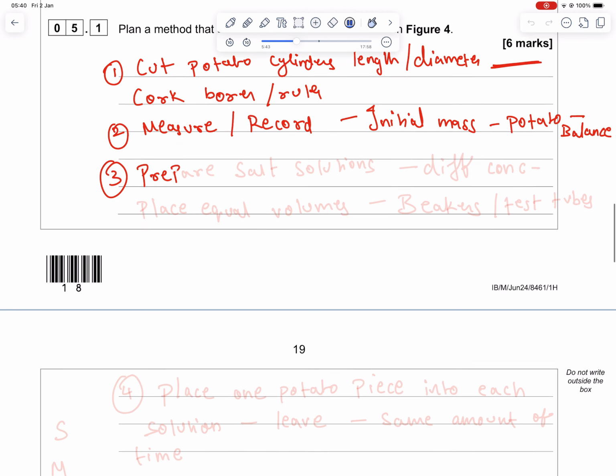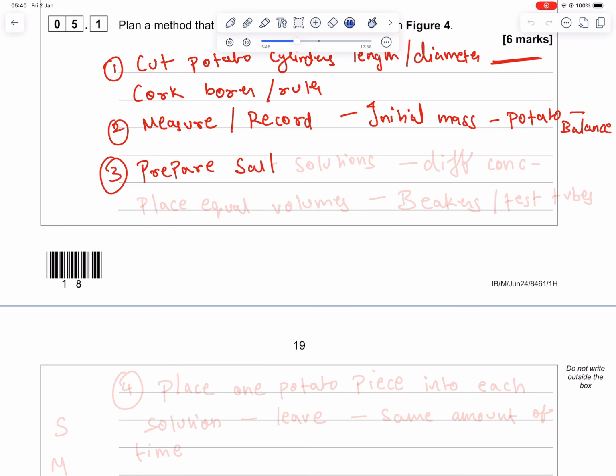Yes, you have to prepare different solutions because each solution you are testing is at a different concentration. So you're going to prepare salt solutions and make sure they are of different concentrations. But remember, you are going to place equal volumes of each solution. Now remember, let's say you've cut 5 pieces of potato cylinders, then every salt solution of different concentration should have those 5 pieces. And also equal volumes of salt solution, which you place in either beakers or test tubes.